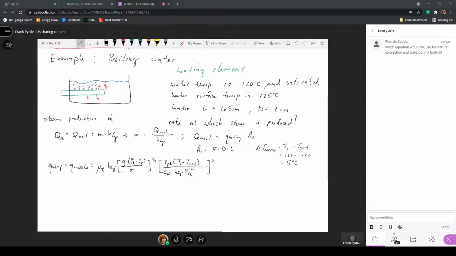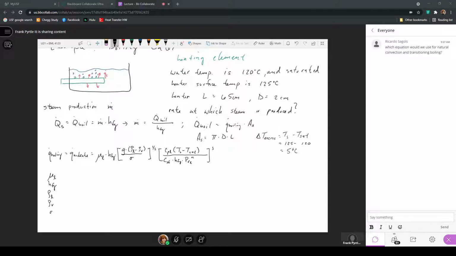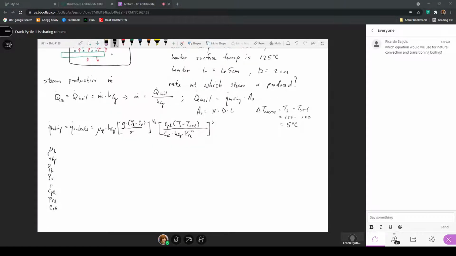So we need properties that we can evaluate from the tables for water at 120 degrees. Now, just to list them here, I'm going to need the dynamic viscosity of the liquid, the latent heat, the density of the liquid phase, the density of the vapor phase, the surface tension, the specific heat of the liquid phase, the Prandtl number of the liquid phase, C sub SF, and N.